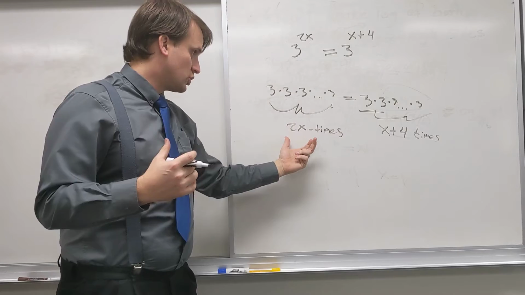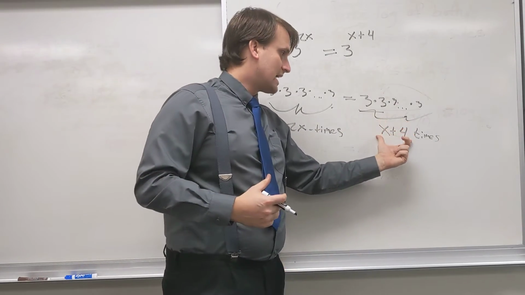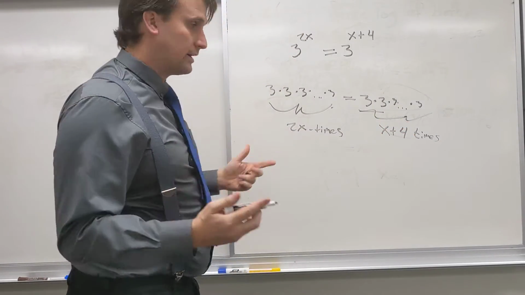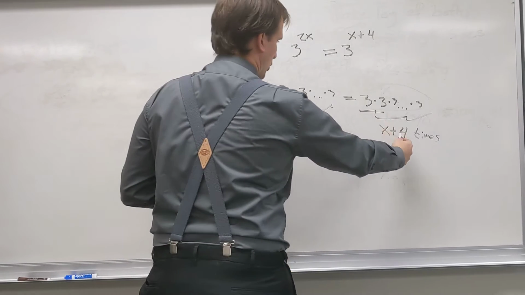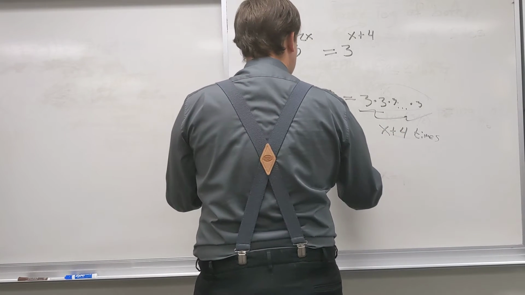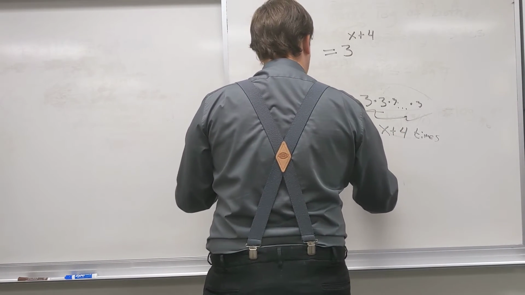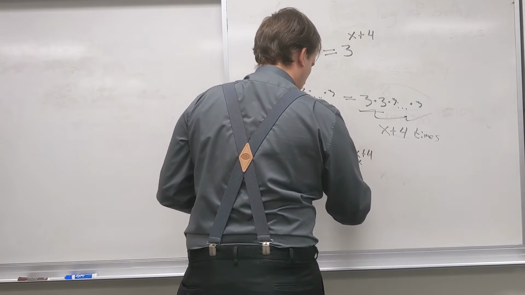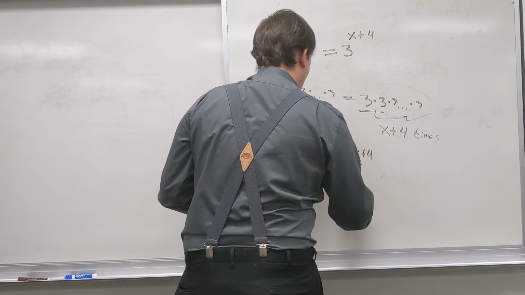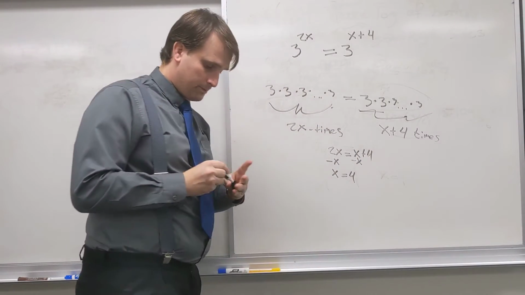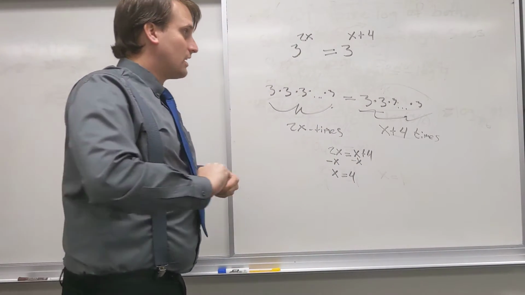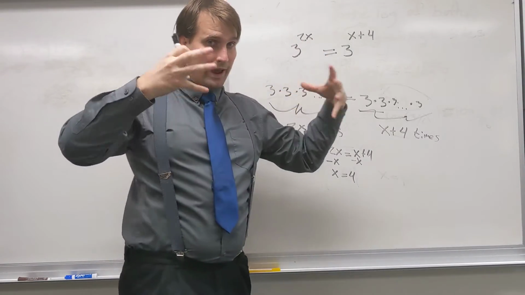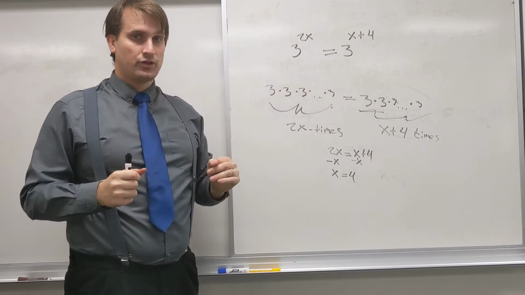Okay, so here we've got 2x things, here we've got x plus 4 things. So then 2x needs to equal x plus 4. So then we just solve that. We get 2x is equal to x plus 4 minus x, and that gives us x equals 4 for our answer. Okay, so this is kind of logicking our way out of dealing with an exponential way of dealing with this.